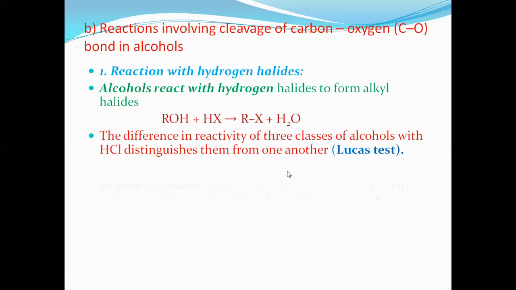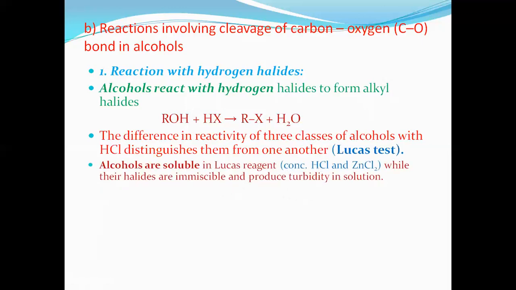Lucas test. So, what is Lucas reagent? Here, alcohols are dissolved in a Lucas reagent, which gives turbidity. Based on the formation of turbidity, we can differentiate whether the alcohol is primary, secondary, or tertiary. Now the question, what is Lucas reagent? Lucas reagent is a mixture of concentrated HCl and anhydrous zinc chloride. This mixture is called Lucas reagent.